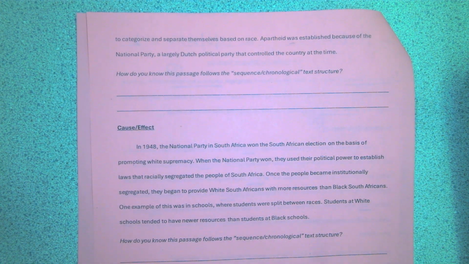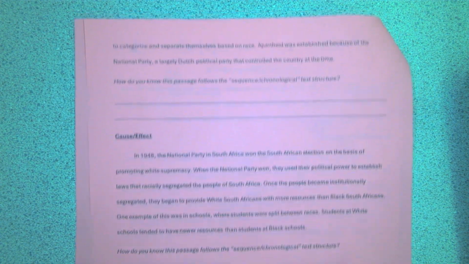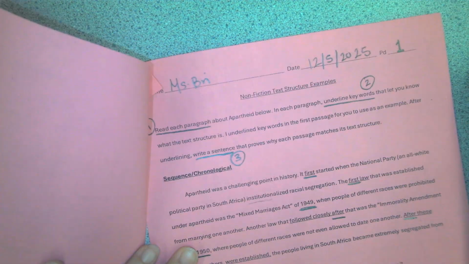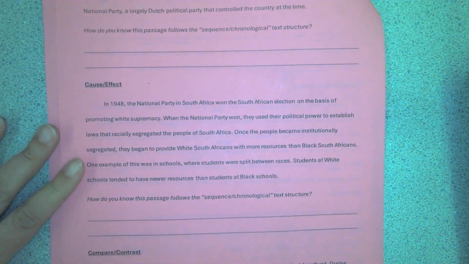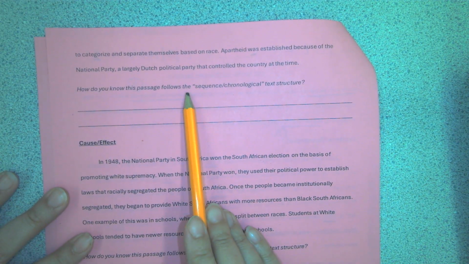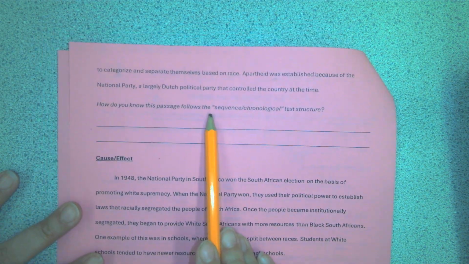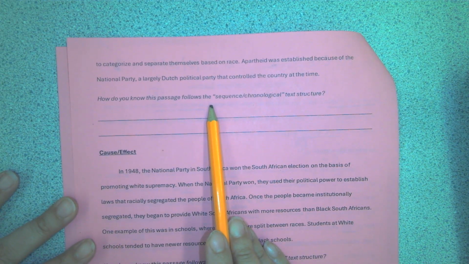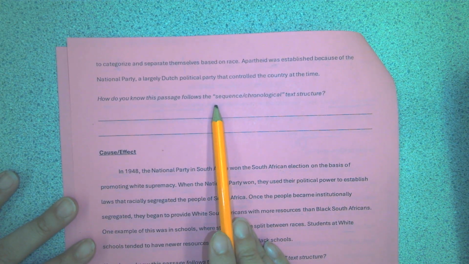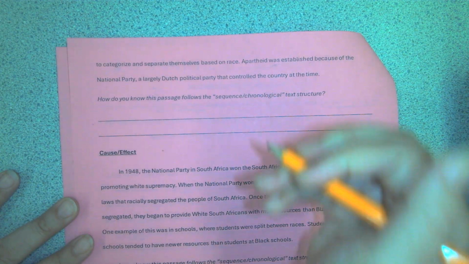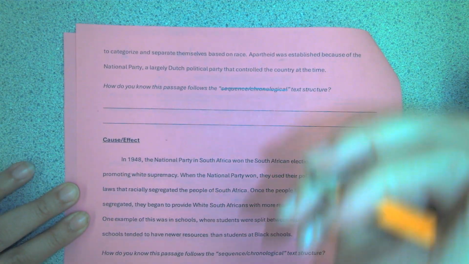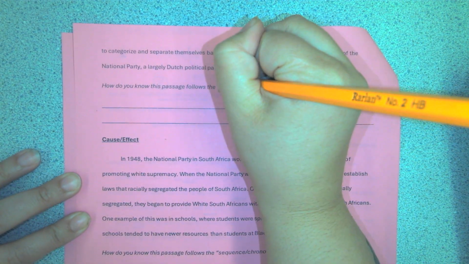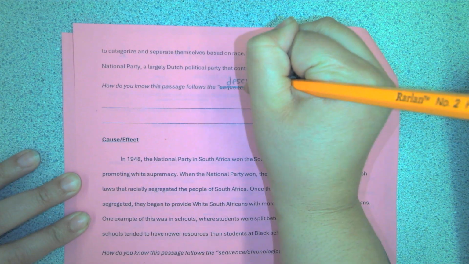So I've underlined my keywords. The last thing that I need to do is write a sentence that proves why each passage matches its text structure. And there's something wrong with this question here. Remember, I don't make mistakes. Can you figure out what is wrong with this question? I want you to figure it out. This should not say sequence chronological. This should actually say description. Go ahead and write that.